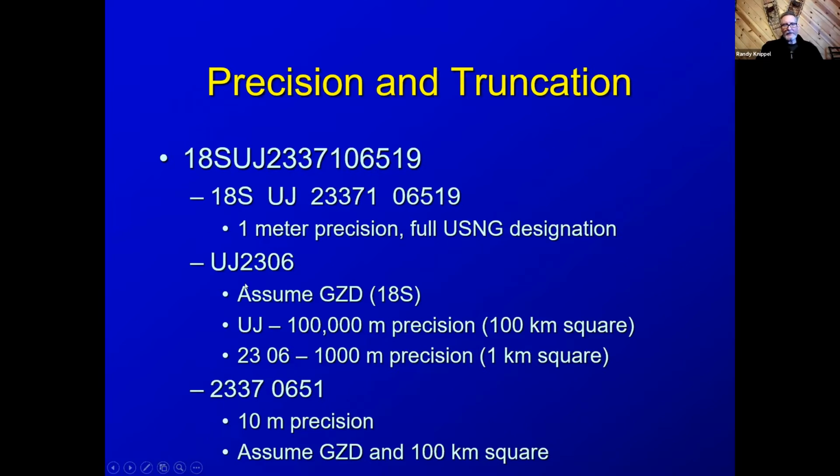And if we take off the UJ, and now we have 2337-0651, we're automatically implying 10 meters of precision, and we are assuming the grid zone designation and the 100 kilometer square. And those are all legitimate as long as you're careful, of course. But once you're working at a local level, it's fine to just use the numbers. That's sufficient. So why do we need this?